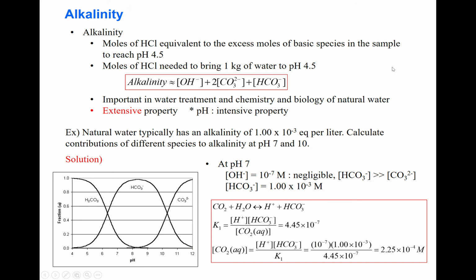Yeah, next topic is alkalinity. In your textbook, there is no alkalinity concept, but acidity. But actually, alkalinity is more commonly used, this term in chemistry, especially in environmental chemistry. People measure this alkalinity of natural water, so I decided to explain the alkalinity rather than acidity.